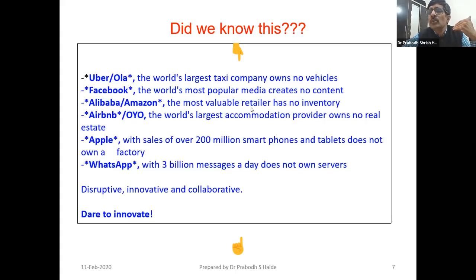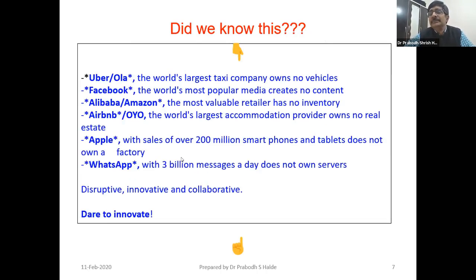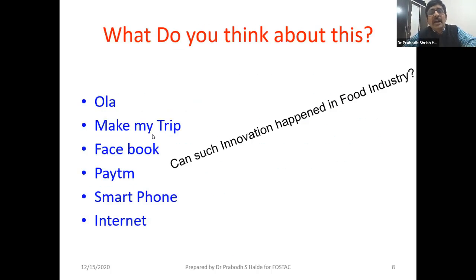Airbnb does not have their own rooms or OYO rooms. Apple does not have a manufacturing facility, but they are the biggest brand in that respective category. Can we do something in the food area? It is called disruption, innovation, and collaboration.